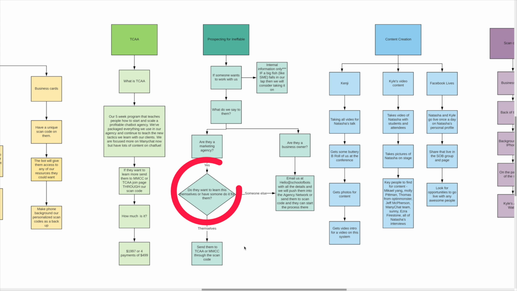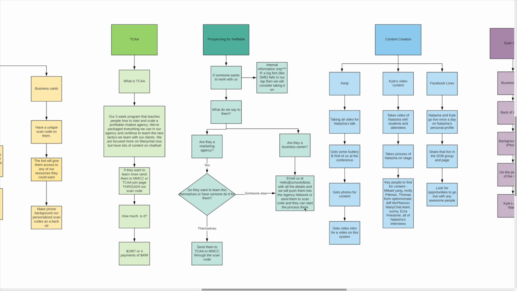Now, if they're a business owner, what we're going to do is have them email us at hello@schoolofbots with all the details, and we'll push them into our agency network. Or if they prefer, we can give them that scan code, like I said, and there is a section in that scan code where they can proceed with working with us and submit all of those necessary details there.